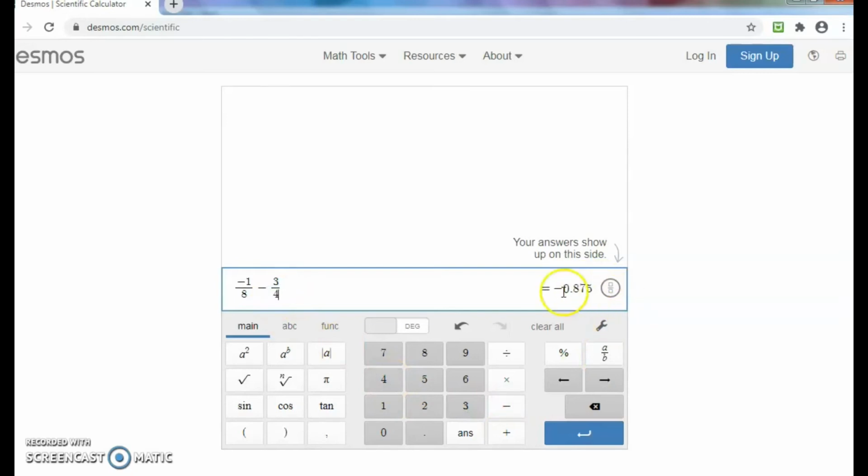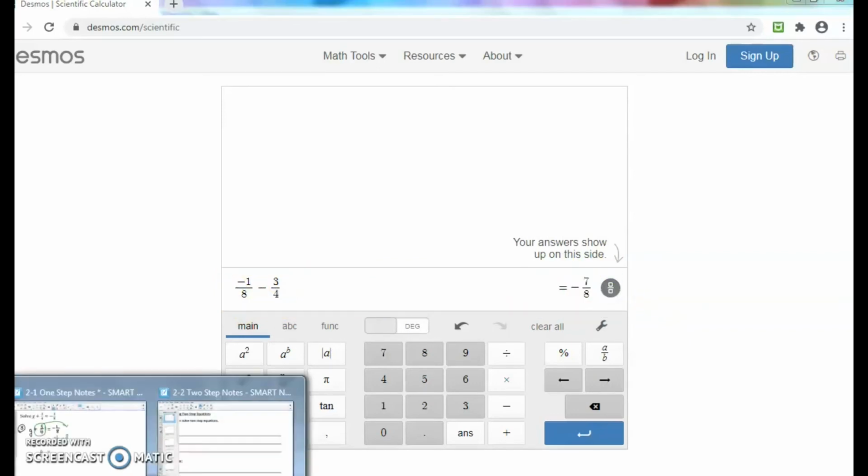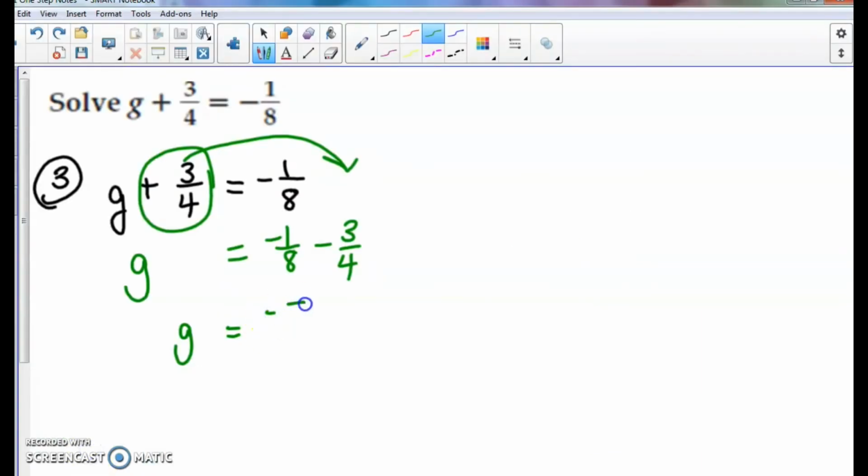If you look at it, it shoots out this decimal here. But because we're using fractions, we want our answers as fractions, so I'm going to hit this convert to fraction button. And it's going to be negative 7/8. So negative 7/8.